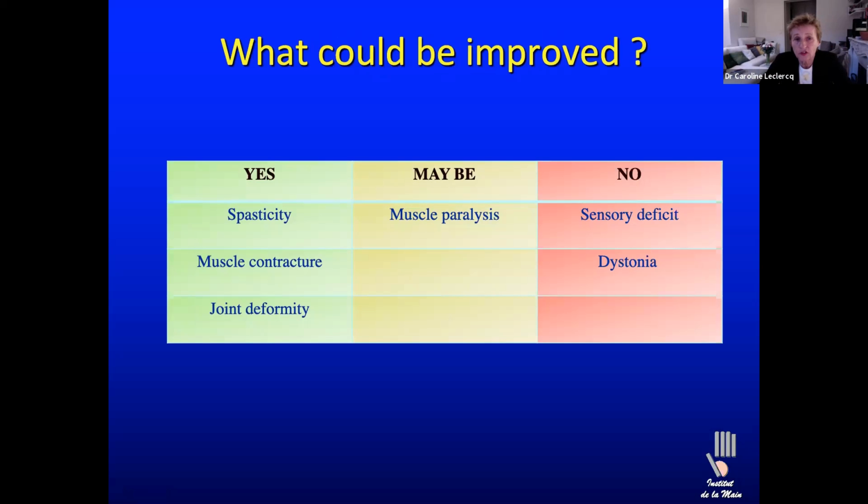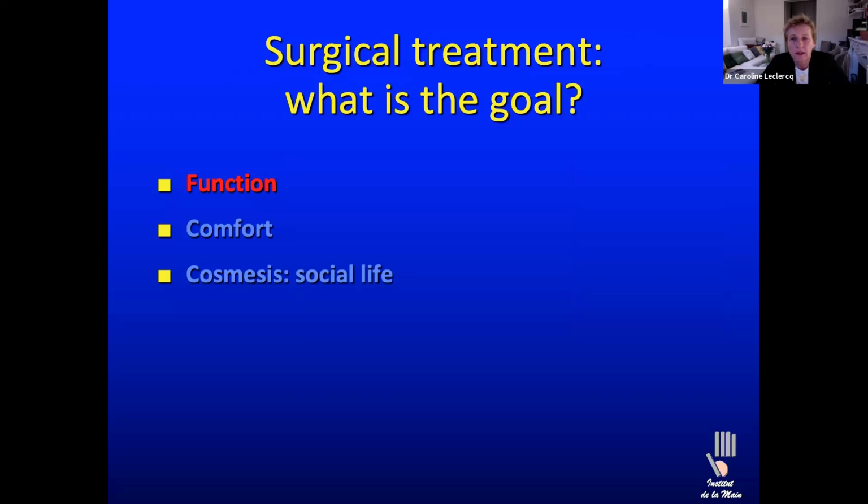And first, a question: what can we do? What can we improve? Well, there are some things like spasticity, muscle contracture, joint deformity that, of course, we can impact. Muscle paralysis, well, maybe if we can find a muscle to transfer to get rid of the paralysis. But some other things, such as sensory deficit, and that's been said before, and dystonia, there is no way surgery itself can have any effect on that. Most important is, what is our goal when we're treating these patients? And roughly there would be three main goals and a fourth one.